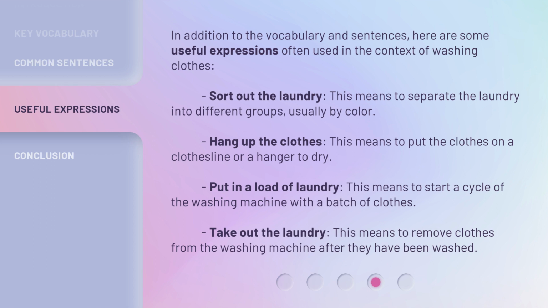Put in a load of laundry. This means to start a cycle of the washing machine with a batch of clothes. Take out the laundry. This means to remove clothes from the washing machine after they have been washed.